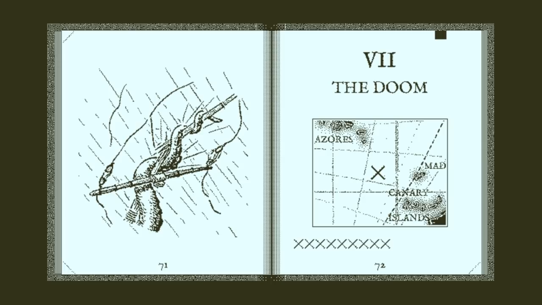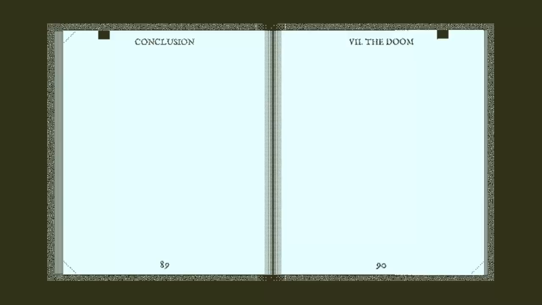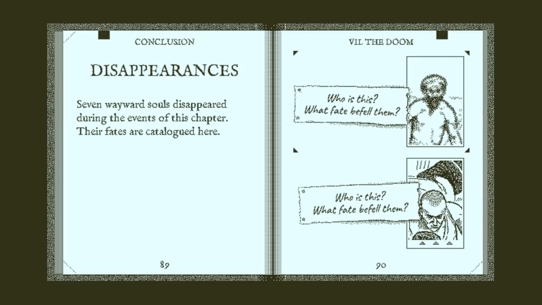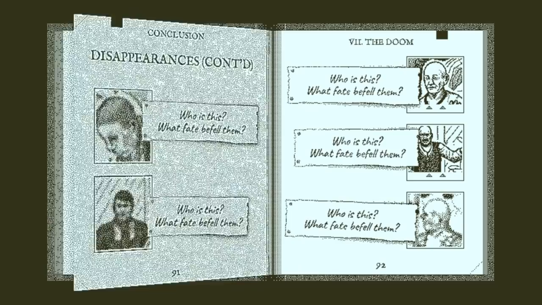Damn. Is that how many things we got? No, that's how many people were died and or hurt during that. Okay, who is this? What fate befell him? Seven wayward are distributed. Yeah, so we have disappearances and we have all sorts of stuff here, but we just don't know.